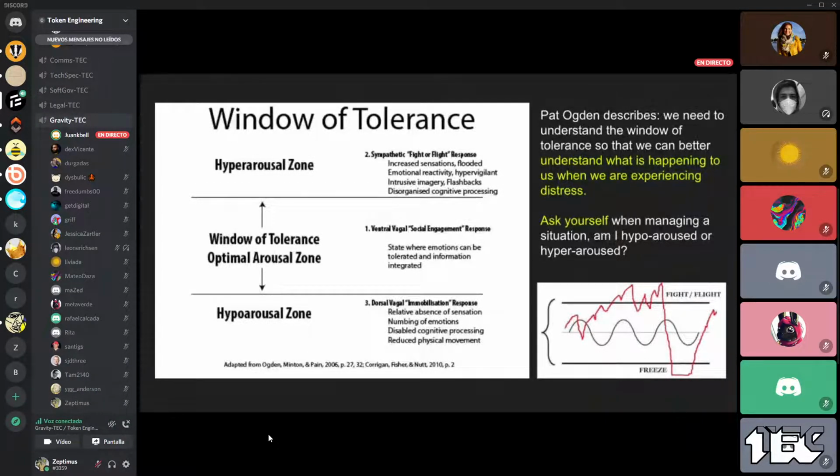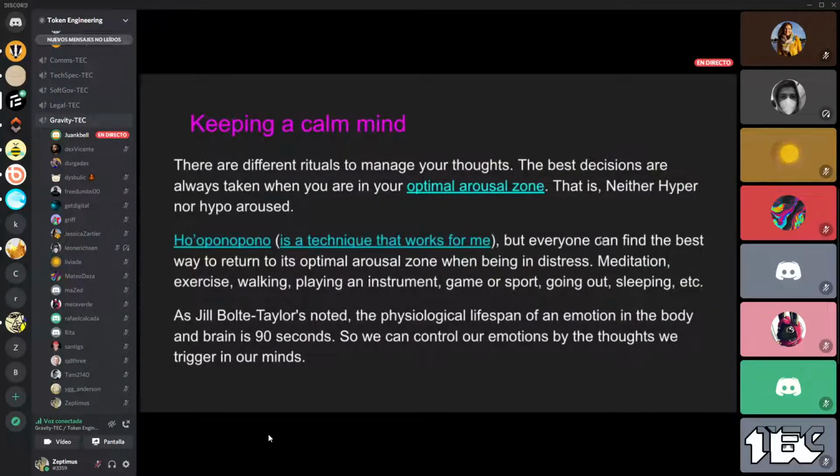So that is why it's so important to go to the balcony. And each of us has different ways to go to the balcony. There are people who like to have time alone, or people that like to sleep, or people that like to go out with friends. All of those are mechanisms for keeping a calm mind. So there are different rituals, and each of you has to recognize what are the rituals that one can practice when they want to return to their optimal arousal zone.